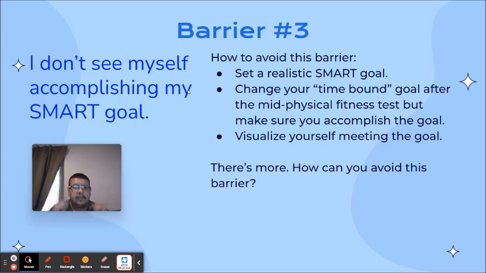And then also visualize yourself meeting the goal. That means that if you close your eyes and picture yourself reaching that goal, then you can avoid that barrier, so that way you focus much more. How can you avoid this barrier, the one that says, I don't see myself accomplishing my SMART goal? How can you avoid that barrier?